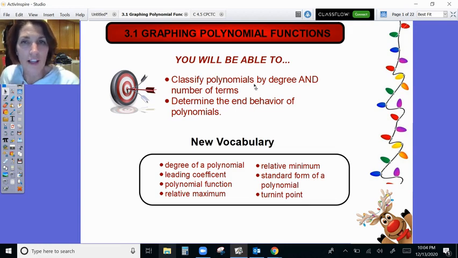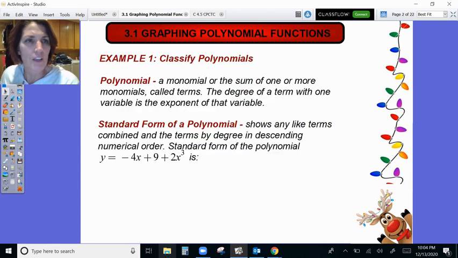So we're going to look at how to classify polynomials by degree and number of terms today, and also how to determine the end behavior, so what each end of the graph is doing, okay? First of all, we're going to start by classifying the polynomials. So first of all, a definition.